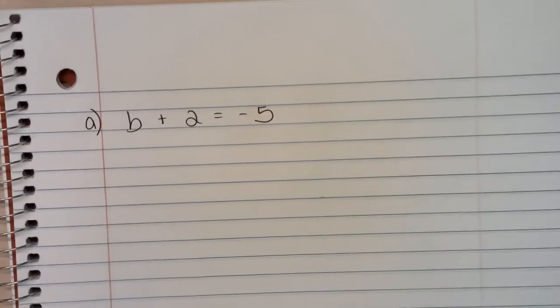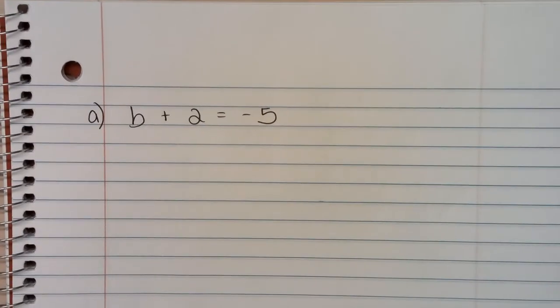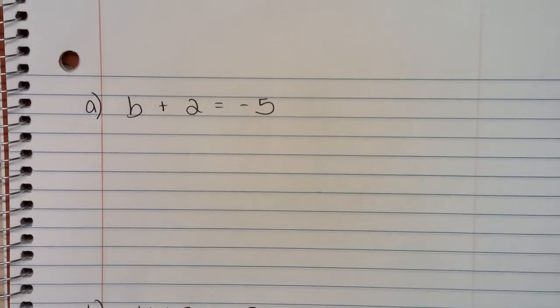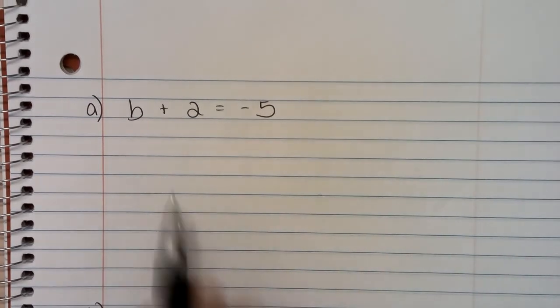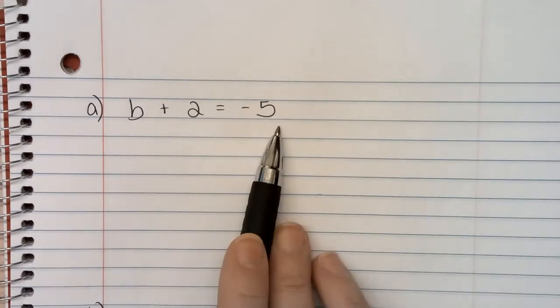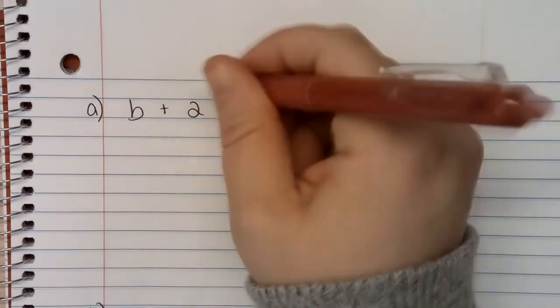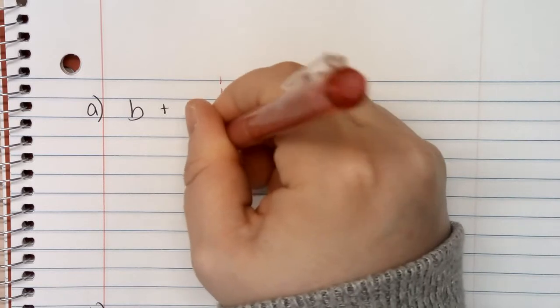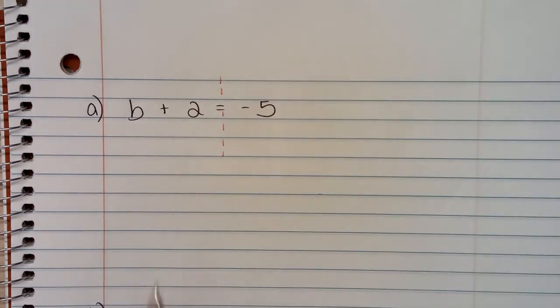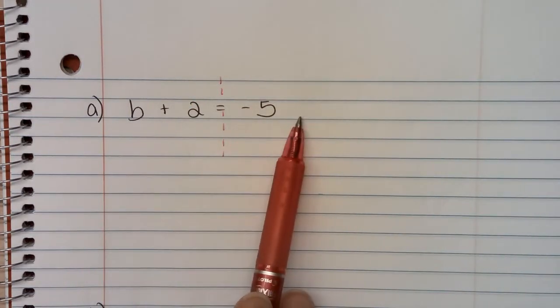All right, here's our next example. This says b plus 2 equals -5. We're using a negative number, so we need to be careful. I am going to draw a little train track so that I know that I have this side of my equation and I have this side of my equation.